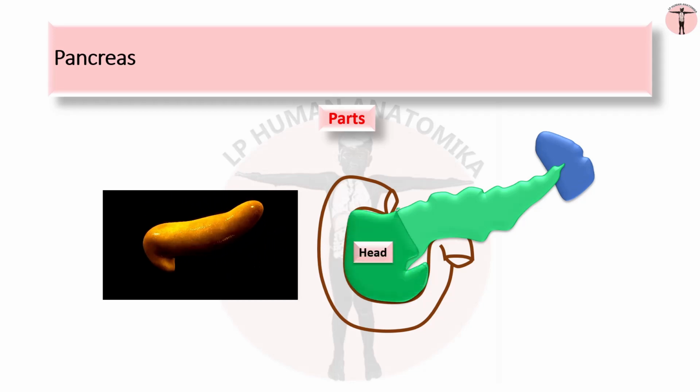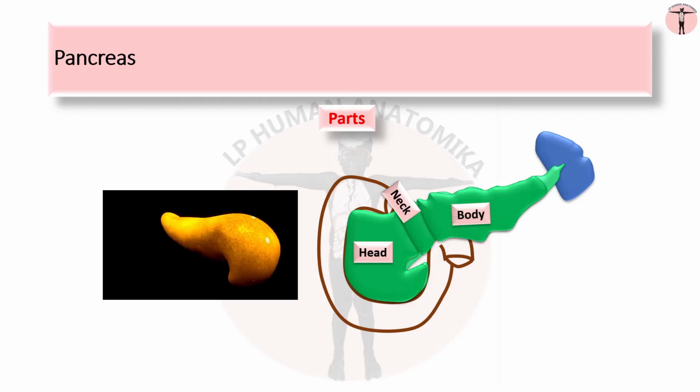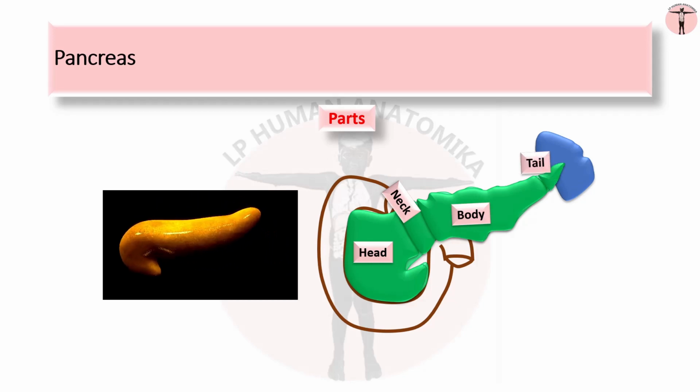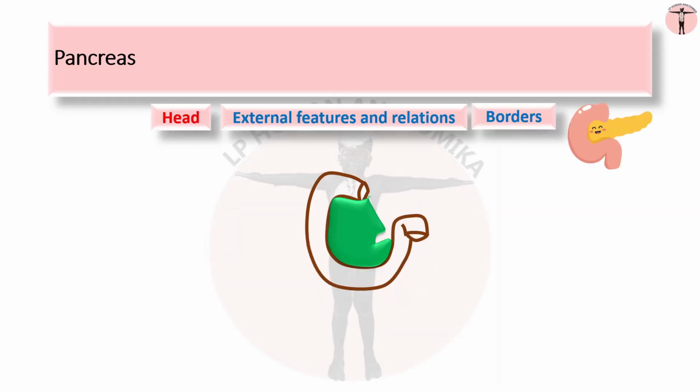Head is the part which is within the C-shaped duodenum. Observe the uncinate process arising from the lower left part of the head in the video. Neck lies in front of formation of portal vein. Body extends from front of aorta to the front of left kidney and is triangular on cross section. Tail extends between 2 layers of linorenal ligament and reaches the spleen.